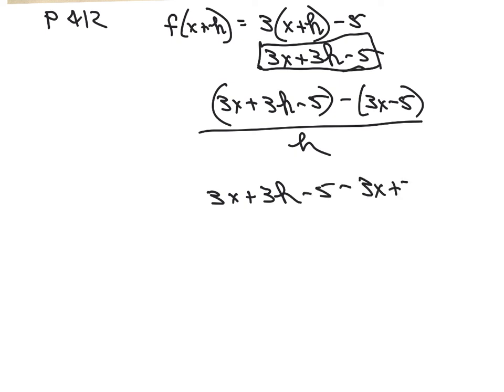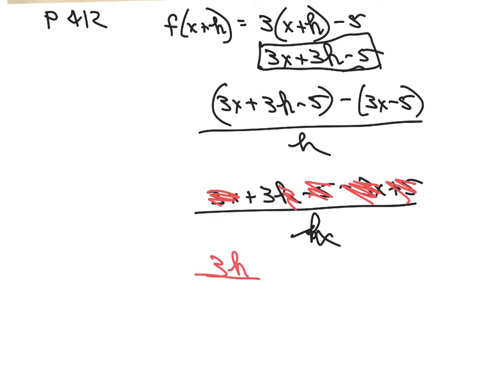Don't forget to change the sign. That is an h. All right, so what we can get rid of is we have a 3x and a minus 3x, a minus 5 and a plus 5, and an h and an h. So we have, well, actually we have 3h over h. Cancel out my h's, and I get 3.